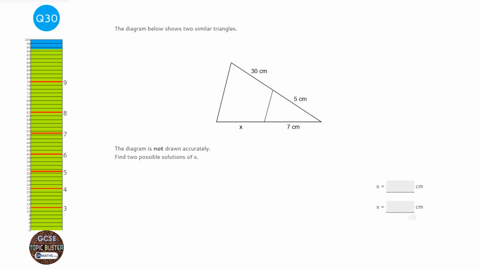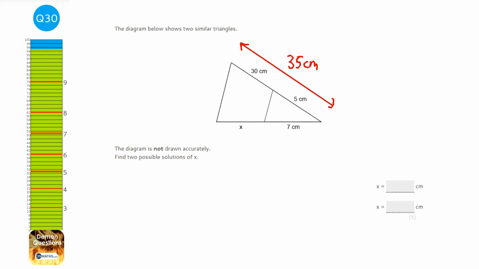Okay, so this question seems really easy at first, but there's a bit of a gotcha in it. So the first thing I'm going to do is just calculate the total length of this line here, because I think that will help me later on. So that's going to be 35 centimetres, and the other one will be x plus 7, so that's not going to be helpful writing that down.